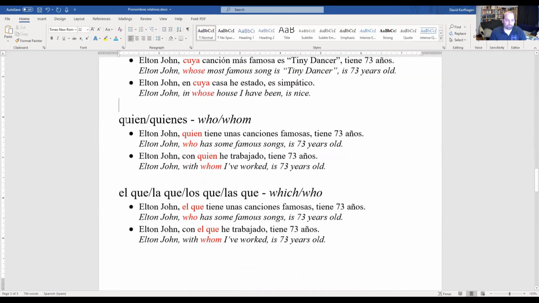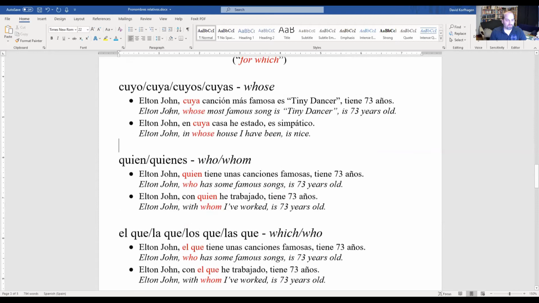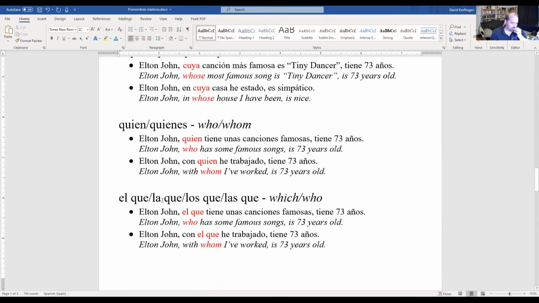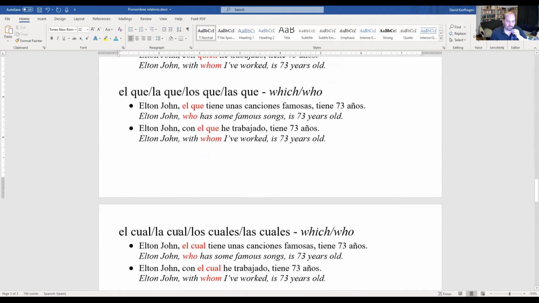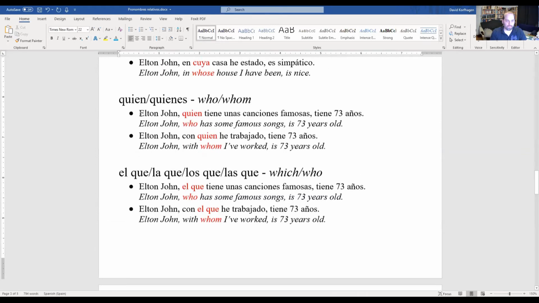Okay, then we've got quienes, who, whom. So with these last three, quienes, el que, la que, los que, las que, and then el cual, lo cual, la cual, los cuales, las cuales. Notice how similar all of these are, right? So Elton John, who has some famous songs, is 73 years old, right? So Elton John, who, by the way, has some famous songs, is 73 years old. See? And then Elton John, with whom I've worked, by the way, is 73 years old.